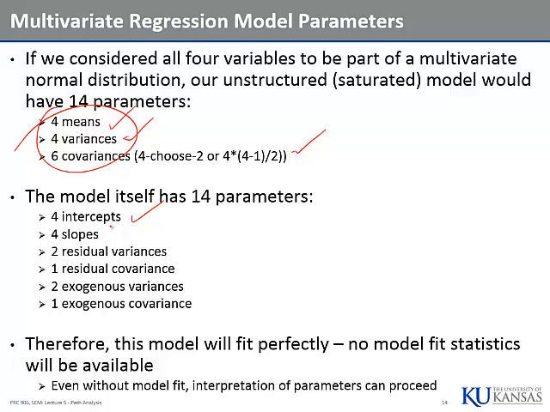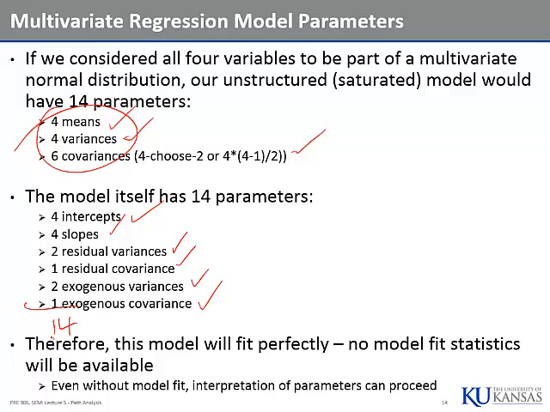But we have 4 intercepts. We have 4 regression slopes: HSL and CC on performance, HSL and CC on usefulness. That's 8 model parameters. We have 2 residual variances, 1 for each of the dependent variables. We have 1 residual covariance between those dependent or endogenous variables. We have 2 exogenous variances, 1 for each of the exogenous variables, and then 1 covariance between them. So if you add all those up, guess what? We get 14 parameters. So believe it or not, what we've just done is estimate a model that fits as well as the saturated model.